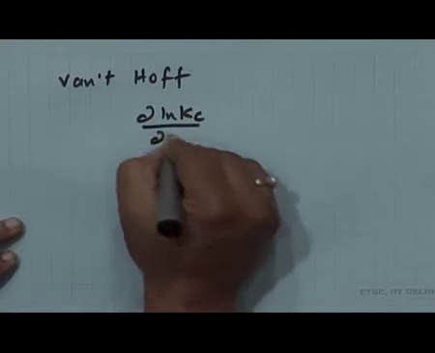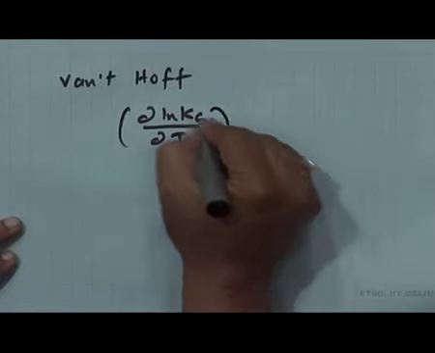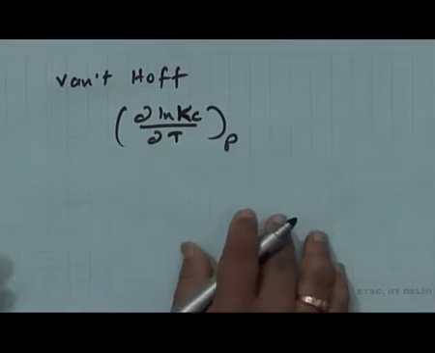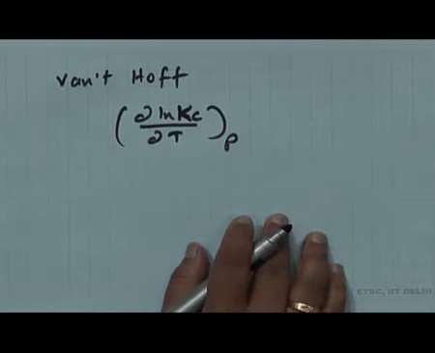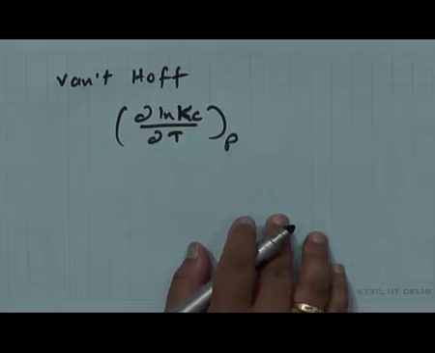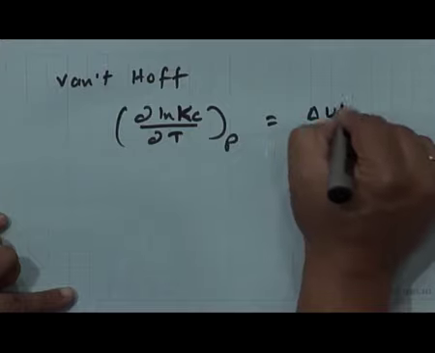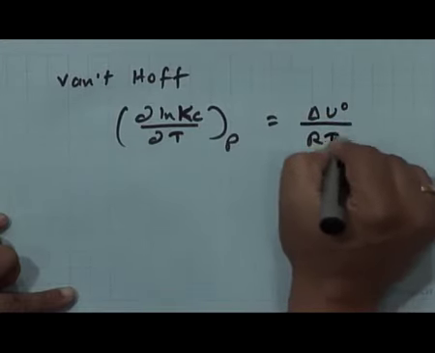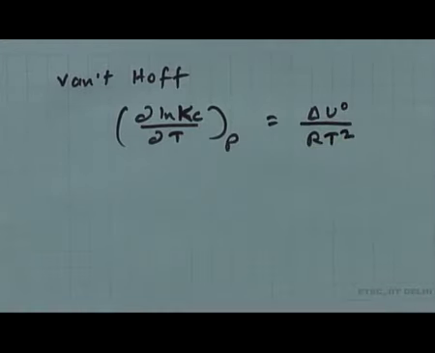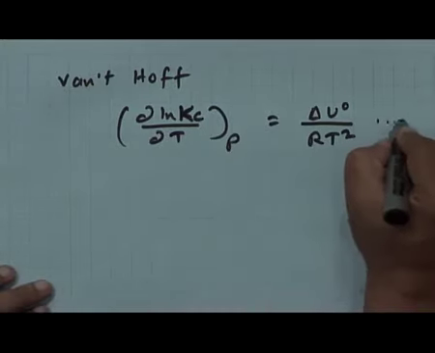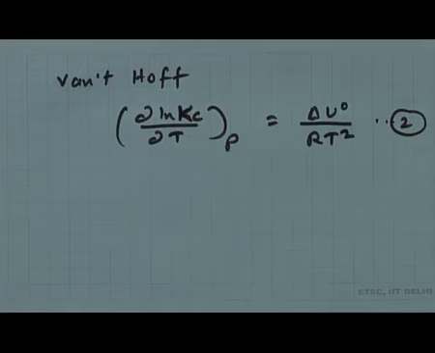∂ln Kc over ∂T at constant pressure. So this Kc is your equilibrium constant expressed in terms of concentrations, which we saw before. This is equal to ΔU⁰ over RT², right. And we had given this an equation number of 2.